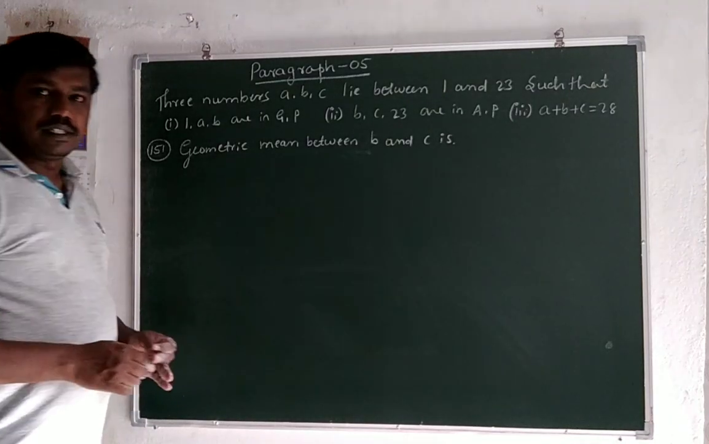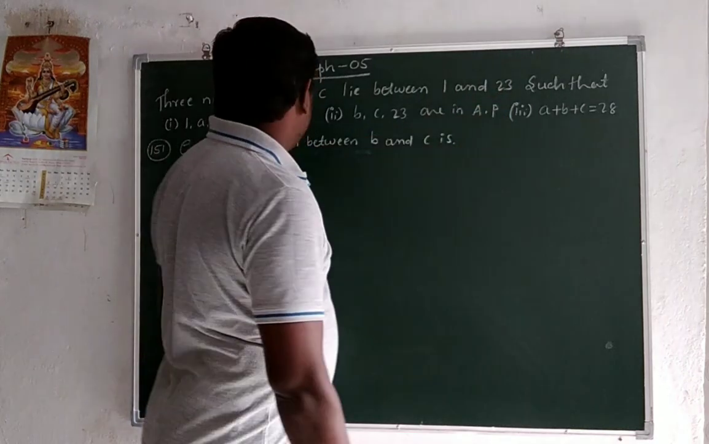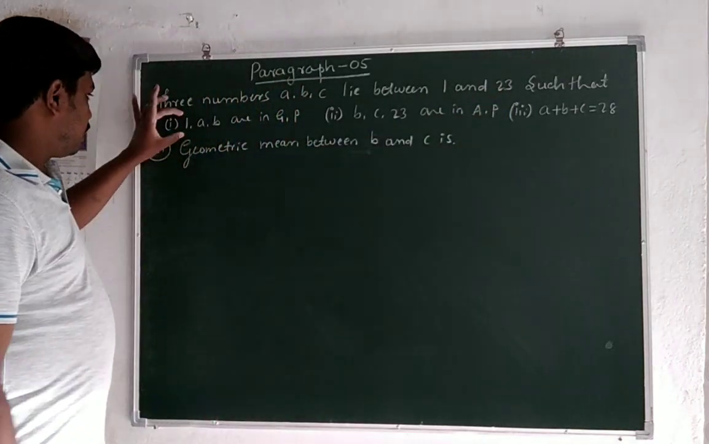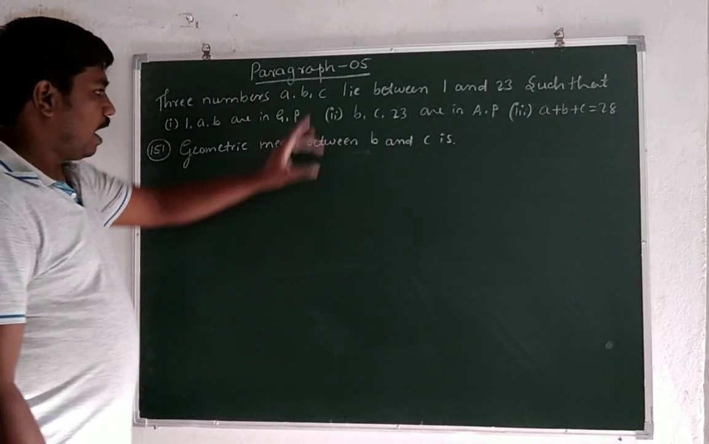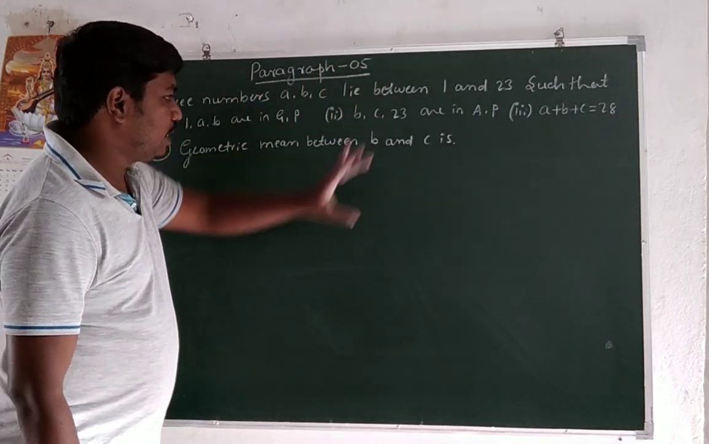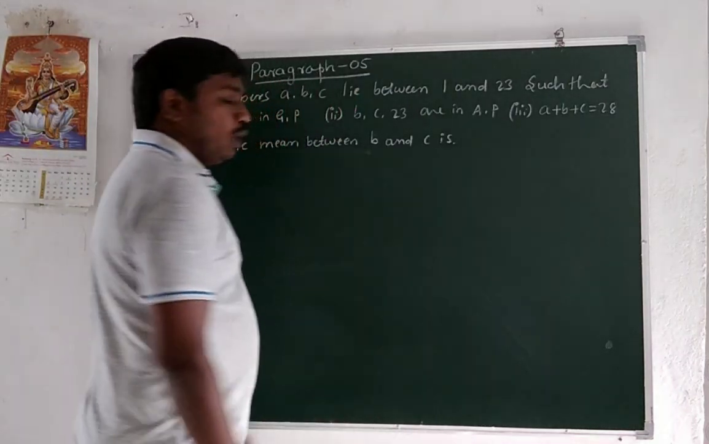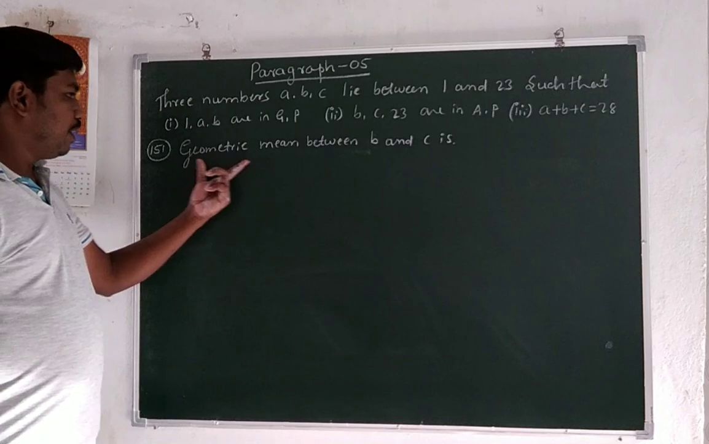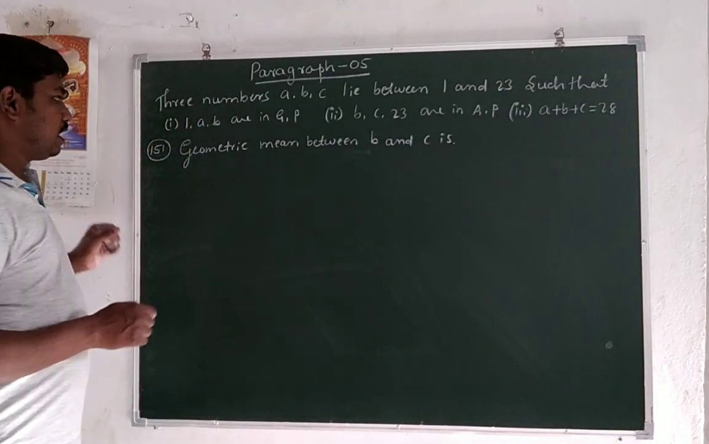Three numbers A, B, C lie between 1 and 23 such that 1, A, B are in GP, and B, C, 23 are in AP, and A plus B plus C is equal to 28. Then what is the geometric mean between B and C?